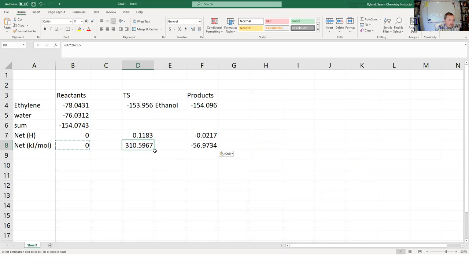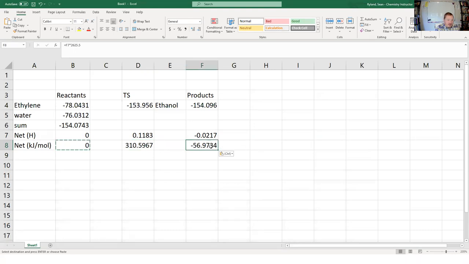Just to give you context, if you want a reaction to happen at room temperature, your transition state needs to be around 100 kilojoules per mole or lower. So this is a relatively big transition state energy.